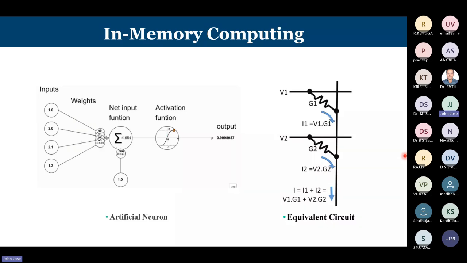So even though it's an artificial neuron, rather than writing a program, I represent the artificial neuron as an equivalent circuit where the weights are hard-coded as memristor values and inputs are represented as voltages. When you give an input, the analog value of this input will pass through the memristor and accordingly impedance is produced, and that is the current. So there is no data movement involved.